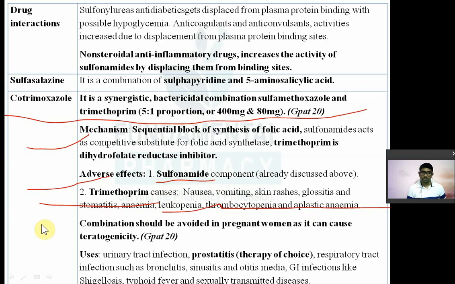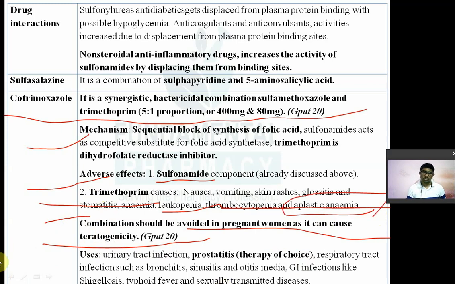The combination, cotrimoxazole, should be avoided in pregnancy. It should not be given to pregnant women. It can cause teratogenicity. In GPAT 2020, the combination of sulfamethoxazole and trimethoprim, that is cotrimoxazole, should be avoided in pregnancy because it can cause teratogenicity. Particularly trimethoprim can cause aplastic anemia.